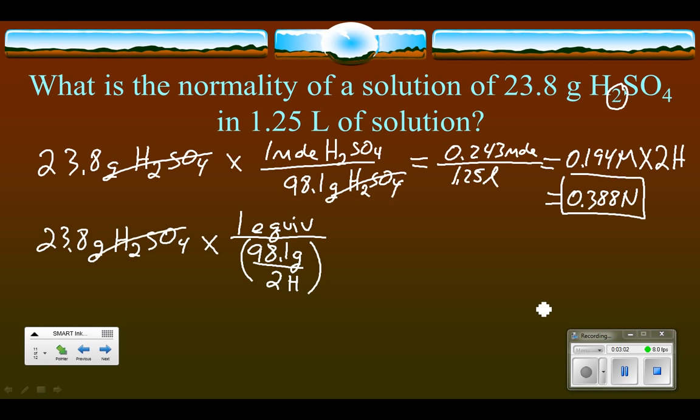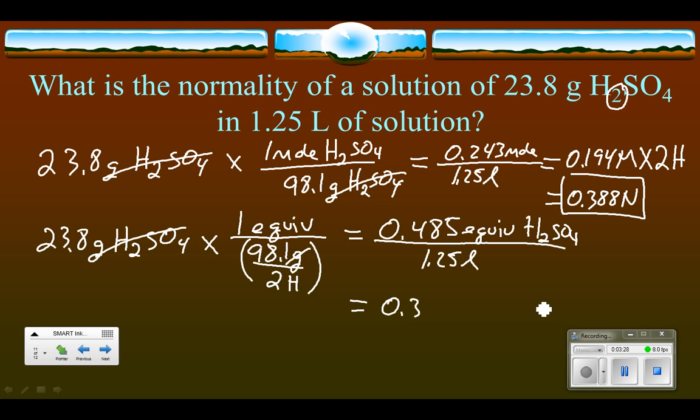The grams of this will cancel out the grams of that. And this time, instead of 0.243, my calculator tells me it's 0.485, and that's equivalents of H2SO4. Then we just take the number of equivalents and divide it by the volume, which is 1.25 liters. When you do that division, you find that you get exactly the same answer. And that's capital N, equivalents per liter.